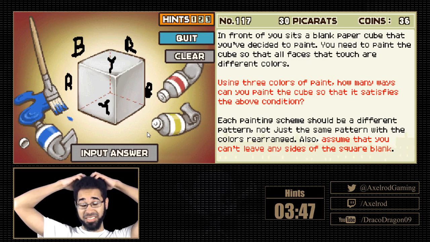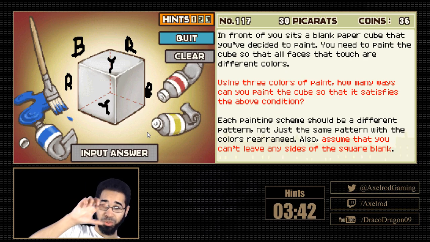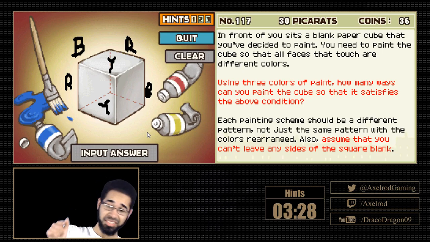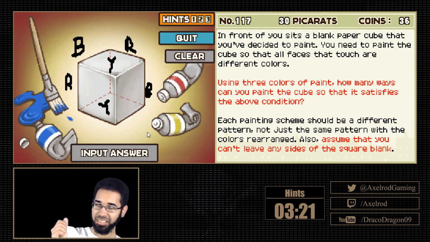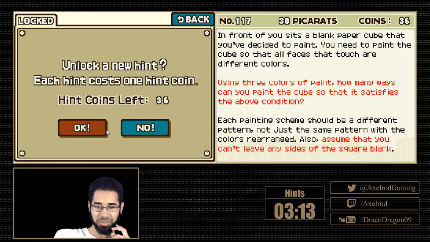Well, I guess the best way to go about it is if you tip the cube over, now we have red on top, and red on the bottom with, I guess, yellows on the sides. And that would be the same exact thing as if I just swapped red for yellow. We'll use a hint coin on this one.